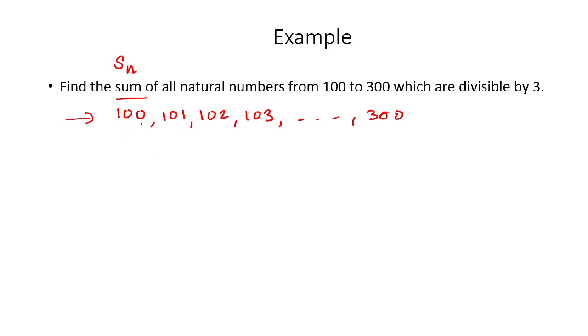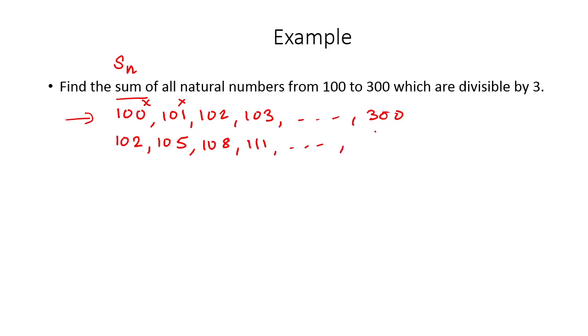Now is 100 divisible by 3? If you take the sum of the digits, it is 1. It is not divisible by 3. So 100 is not divisible by 3. 101 is also not divisible by 3, because 1 plus 0 plus 1 is 2, and 2 is not divisible by 3. 102 is the first number in this sequence which is divisible by 3. Then 103 is not divisible by 3. 104 is also not divisible by 3. The next number is 105, which is divisible by 3. Next will be 108, next will be 111 and so on.